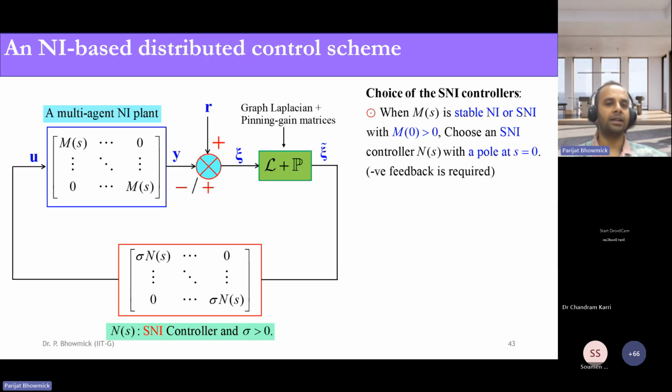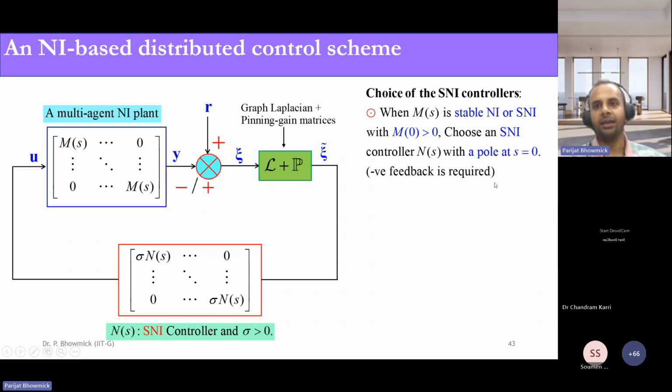In these particular cases, if you have to achieve a cooperative control for NI systems having positive definite DC gain, then you have to choose an SNI system, or rather, it must be an NI, because SNI cannot, please excuse me for the typo. Whenever your plant is a stable NI or SNI, you have to choose an NI plant. That means the strictness won't be there because it is going to contain a pole at the origin.